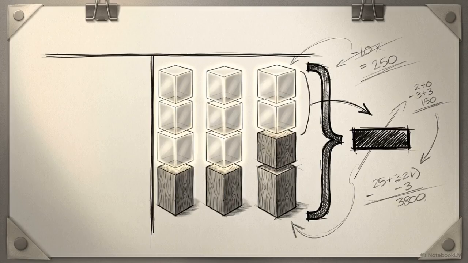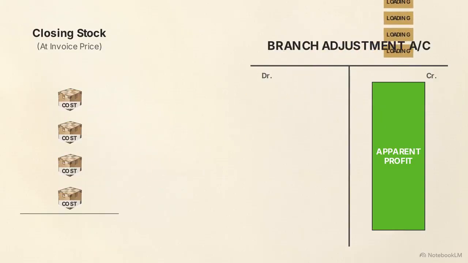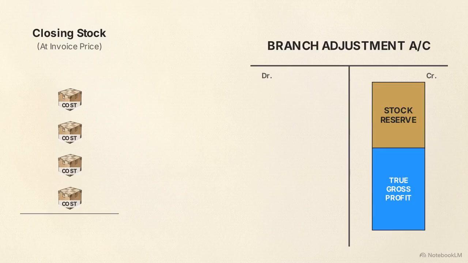The head office has to mathematically strip that inflated loading markup out of the value of any unsold closing stock remaining at the branch. The profit markup is extracted from the stock value and physically deposited into the branch adjustment account. This specific extraction is recorded as a stock reserve. It nets against the inflated figures to output the final, historically accurate gross profit.